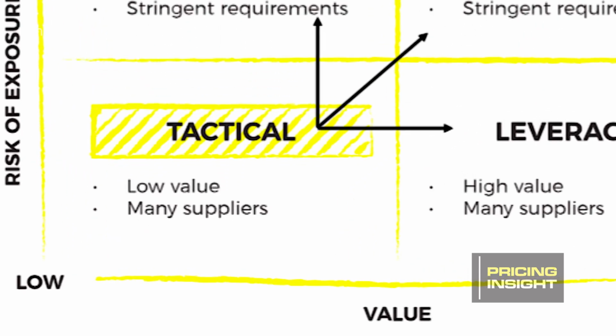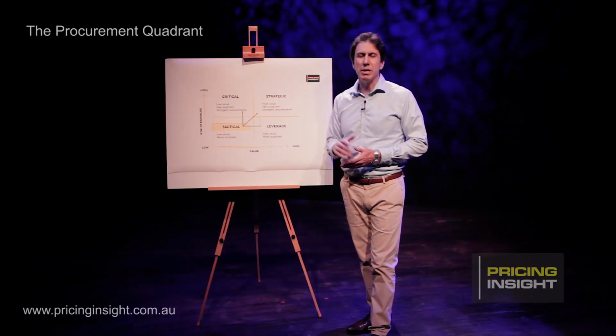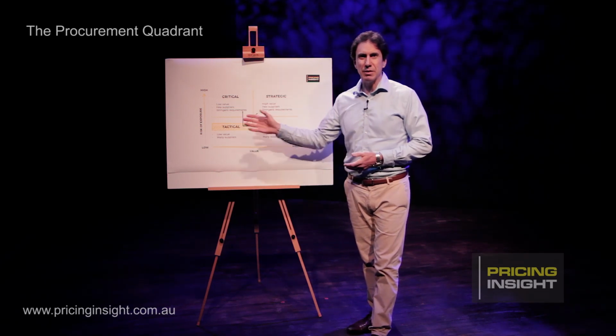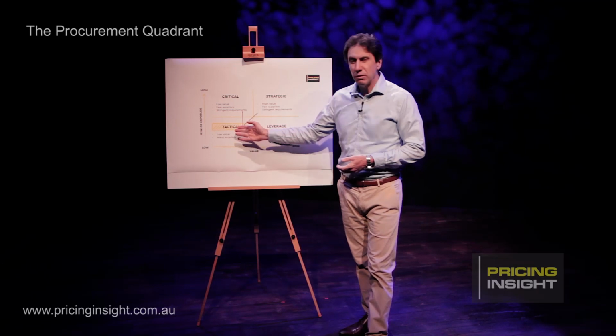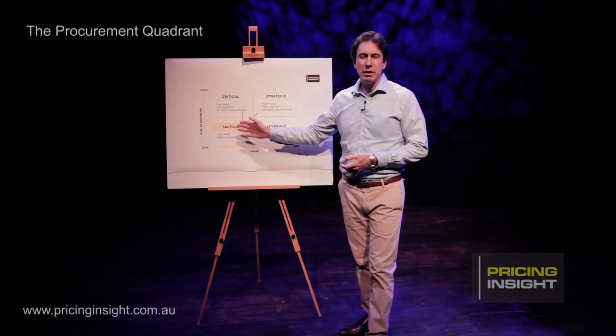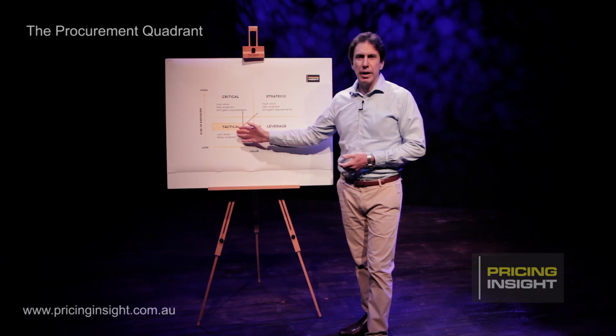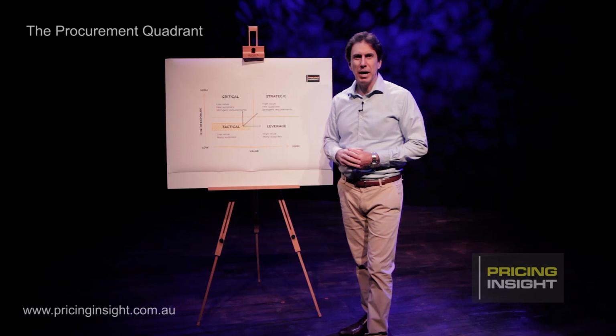The quadrant you see down here is the tactical quadrant. This is the quadrant that all procurement people would have you believe as a seller that you actually exist in. It's a quadrant that is particularly characterized by being of low value, low risk to the customer, and there are many, many alternative suppliers in this quadrant. In other words, you're easily replaceable and you have no pricing power.